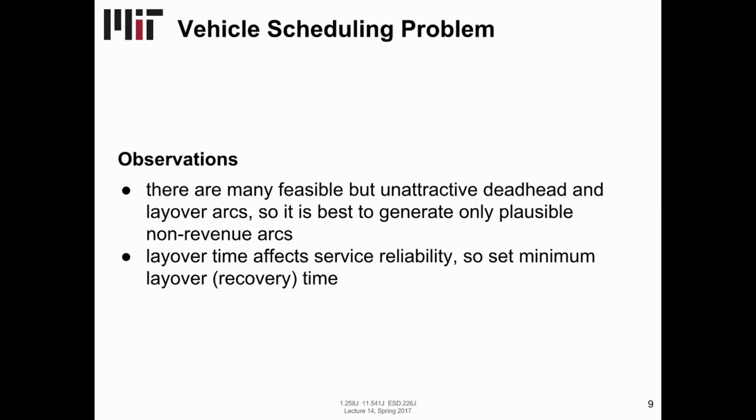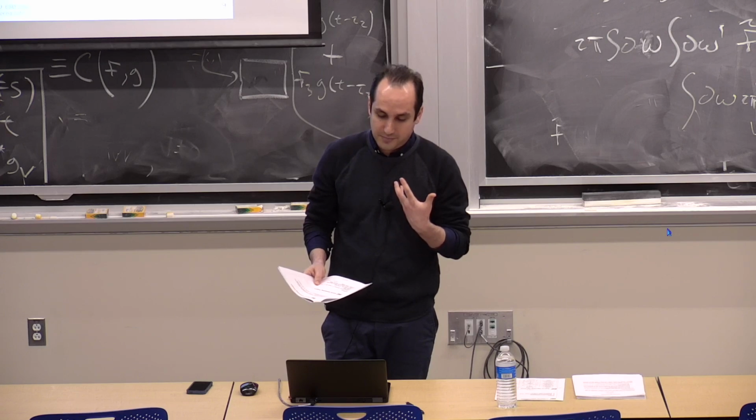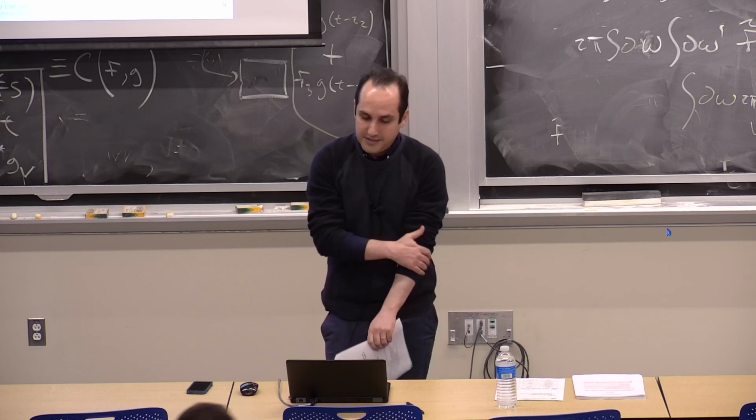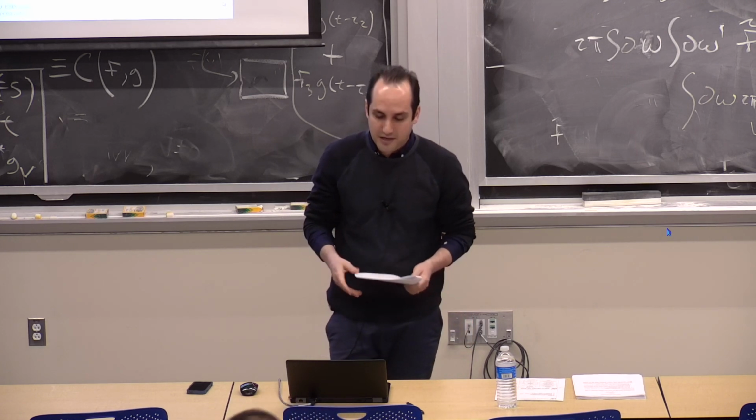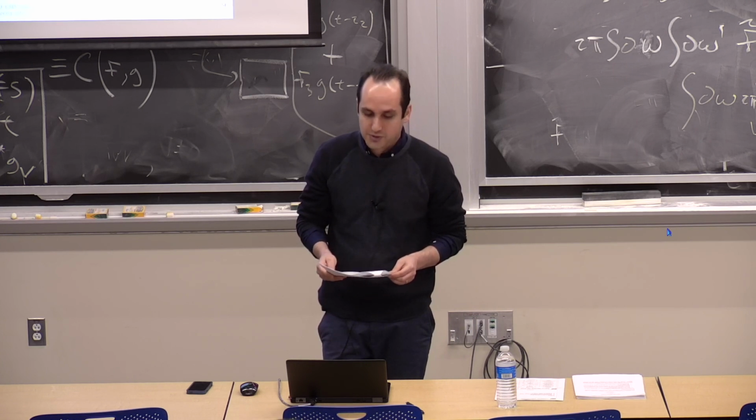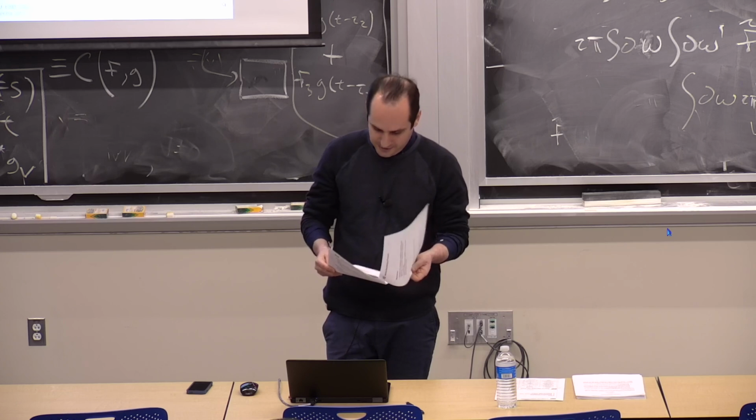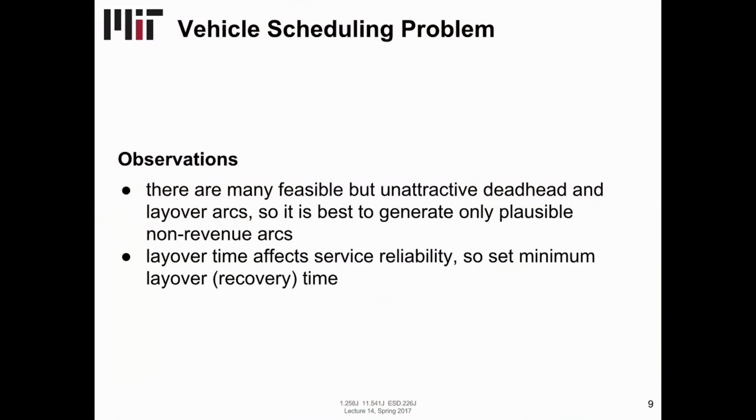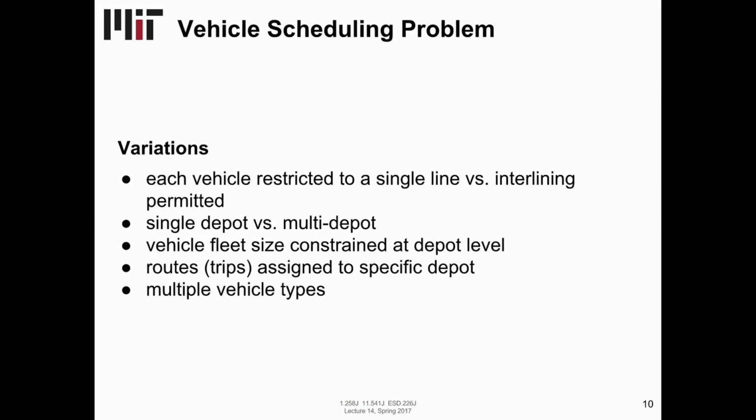So another important observation or quick note here is that there may be many possible deadhead and layover arcs. It's actually combinatorial in nature. However, the designer or the person who tries to solve this problem needs to review these arcs and come up with feasible and plausible arcs to start with. And then, as I mentioned, the layover arcs are also important in terms of making sure we will have a certain level of reliability.